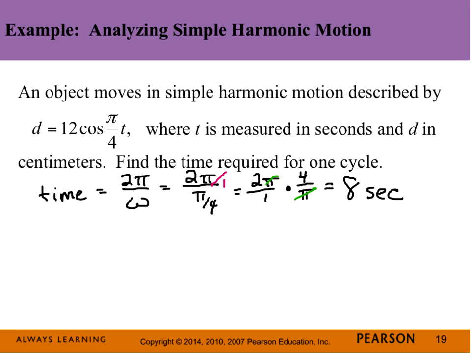It should make sense that if I can do 1/8 of a cycle in 1 second, then it would take 8 seconds to make a full cycle. So that's all I have for you today.